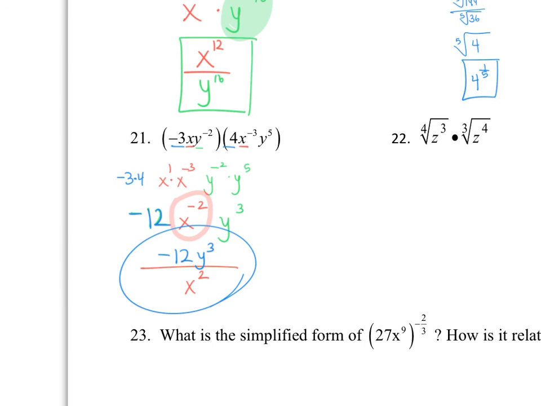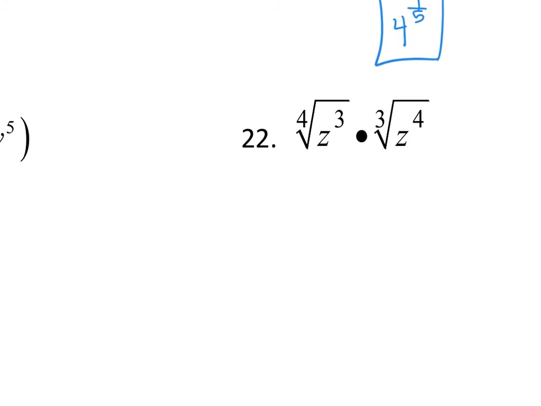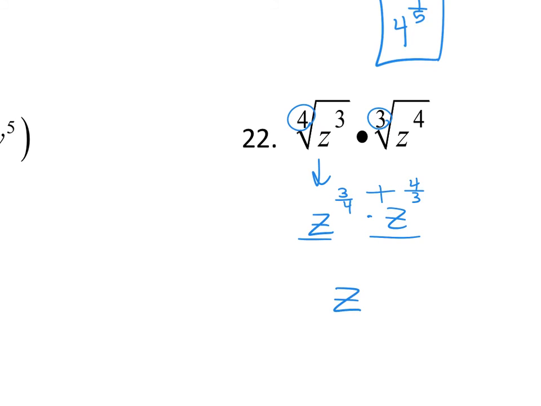All right, next one, they do not have the same index. So what do we have to do? Remember what index, that's the 4 and the 3 right here. These are not the same. You cannot do anything yet, okay? So first step is convert to exponent form. Since these are the same base, we can combine them by adding our exponents. You are going to add 3/4 plus 4/3. And when you do that, you get 25 over 12, which is positive, and you can leave it alone. Okay?